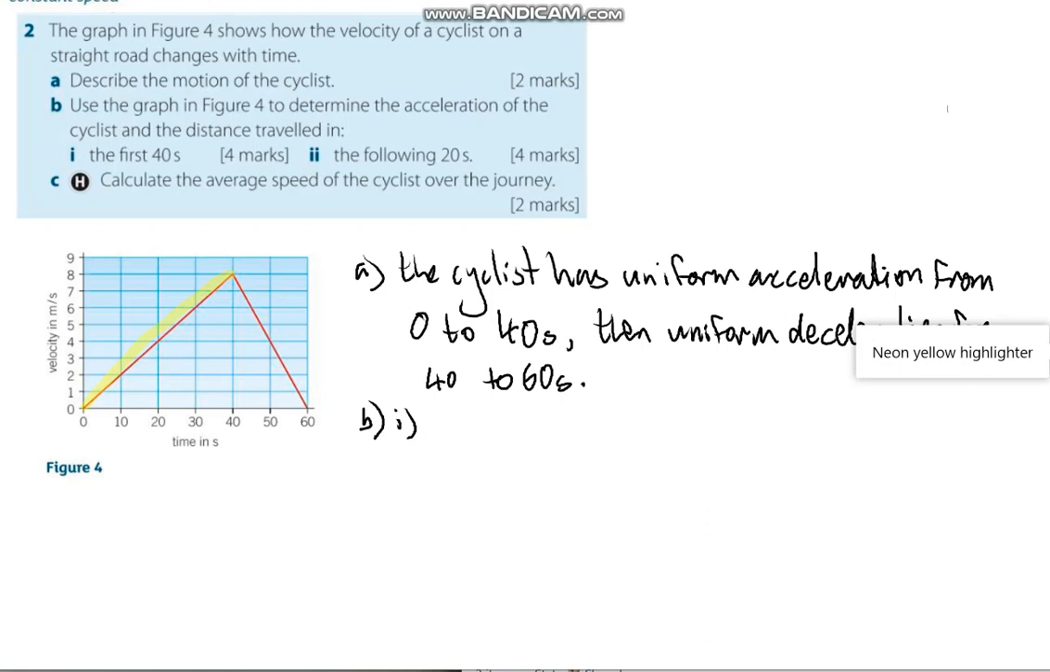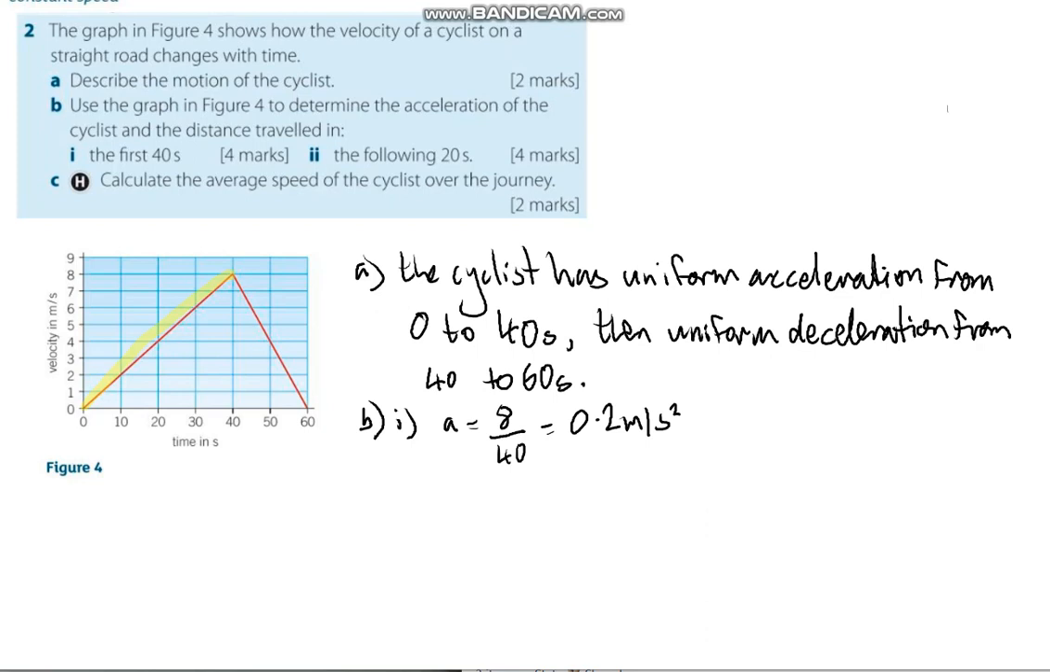8 for the velocity. The maximum velocity reached is 8, so acceleration A equals 8 divided by 40, which is the number of seconds down the bottom, so that gives us 0.2 meters per second squared. Remember that for acceleration the units are meters per second squared, whereas for speed or velocity they're just meters per second.